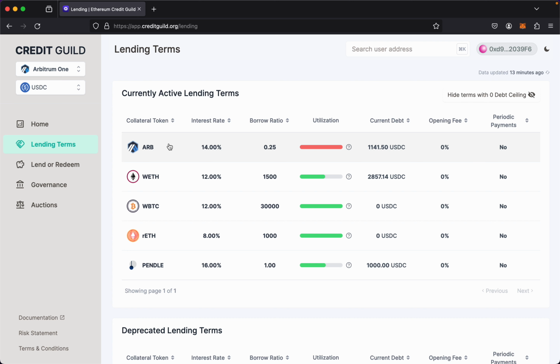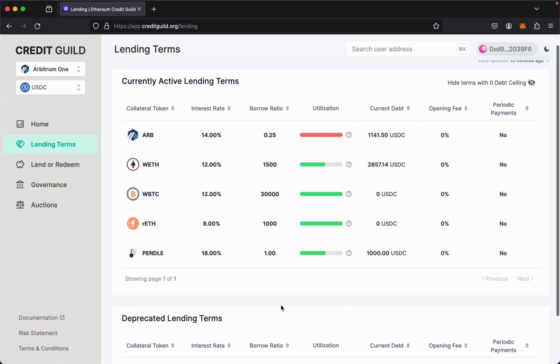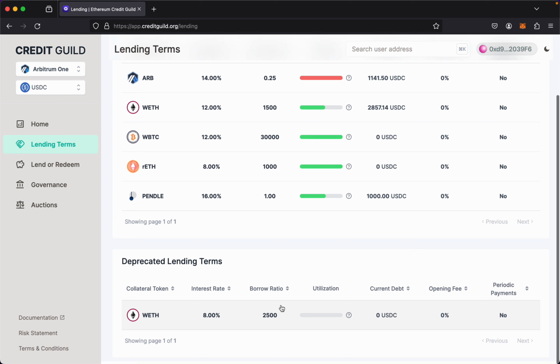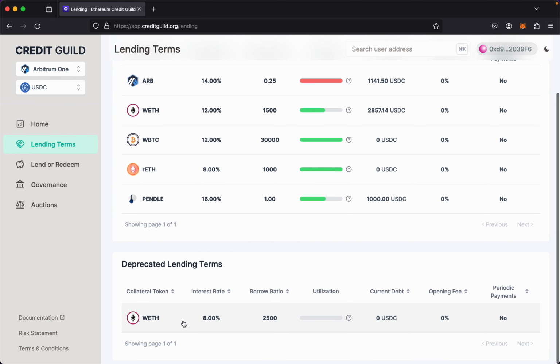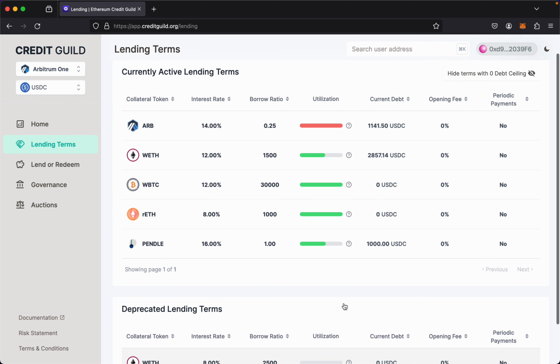So it might seem like the available borrowing capacity is low on some of these. That's because the overall total borrowing in the market is low. So as the market grows, all terms will see their debt ceilings increase in proportion to the amount of GUILD that is staked there. Down at the bottom, you can see the deprecated lending terms that have been previously offboarded.